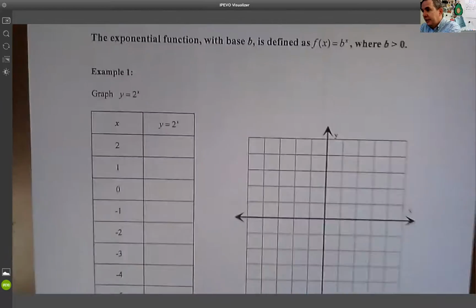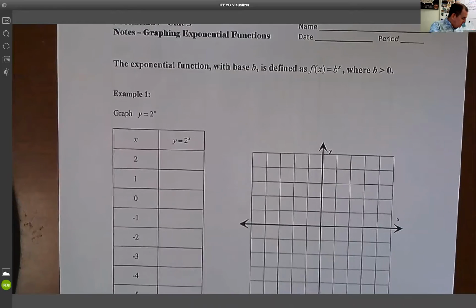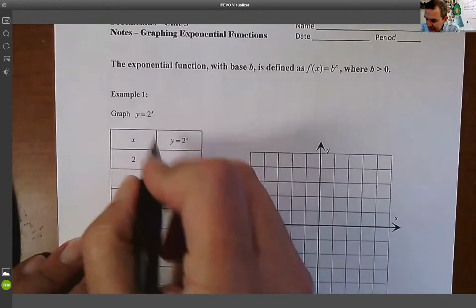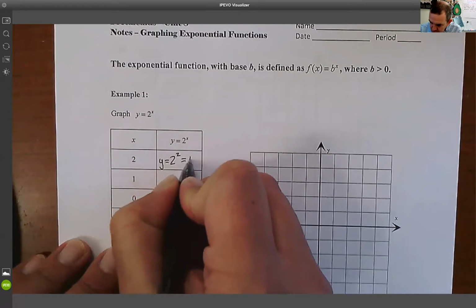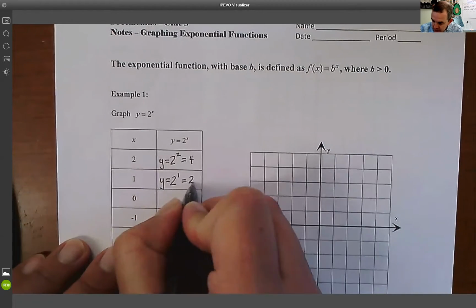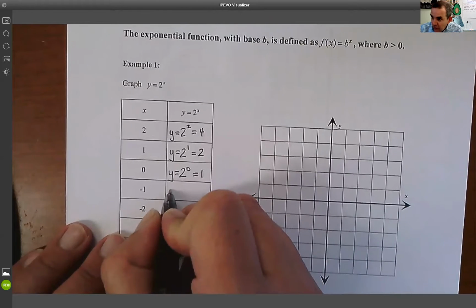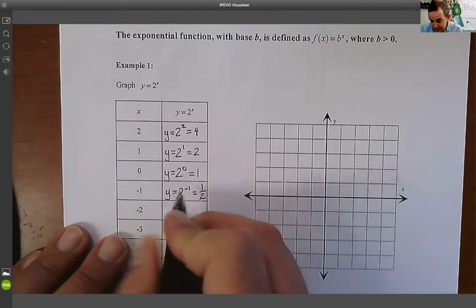If you go ahead and use your calculator on this, I know we're not going to lean heavy on the calculator, but I want to show you again the calculator. So if we want to figure it out, when y equals 2 to the 2, 2 squared is 4. Y equals 2 to the 1, which is 2. Y equals 2 to the 0, which is 1. Y equals 2 to the negative 1, which according to that sheet I gave you is 1/2.